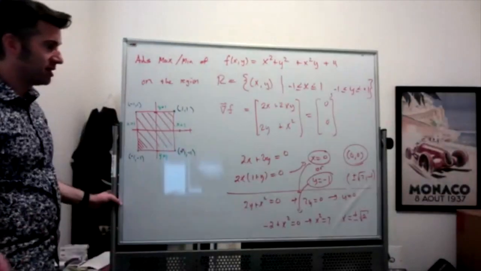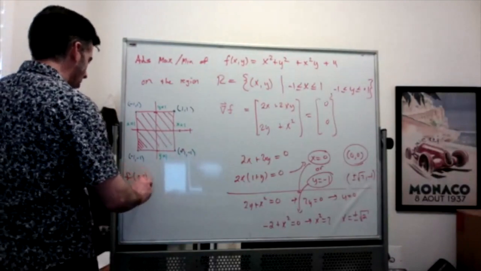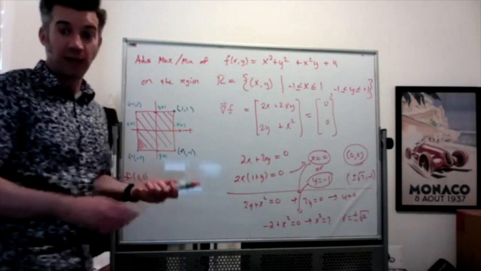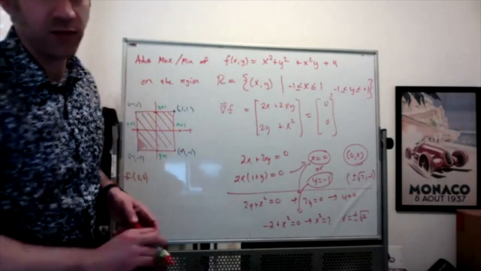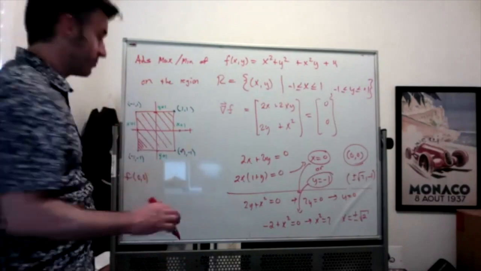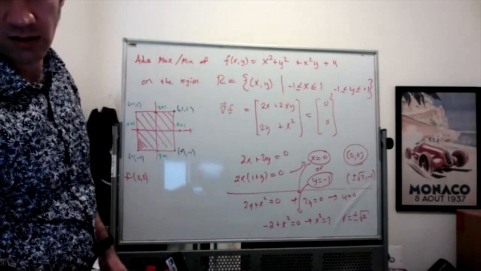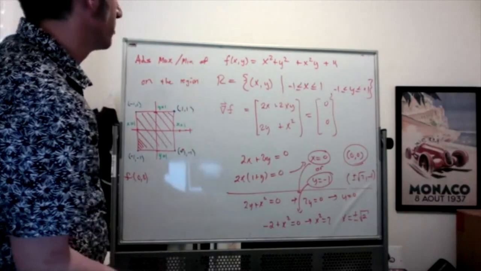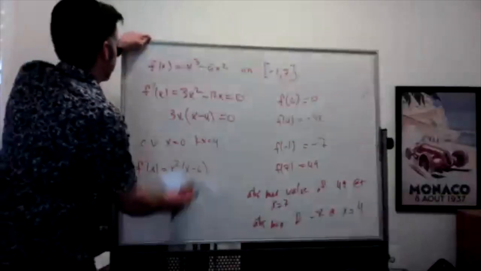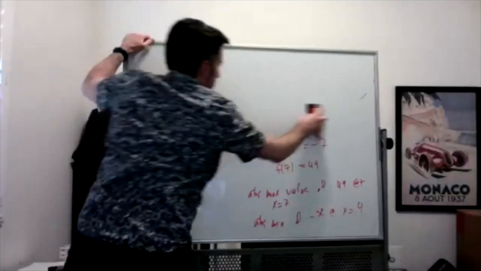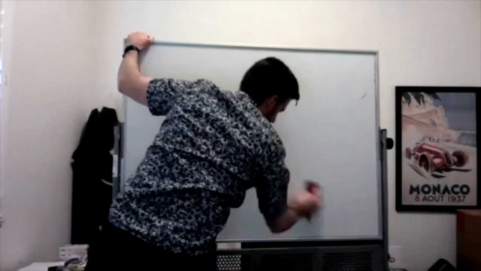So here's the list of things that we have to check. We have to check f of (0, 0). Oh, I've gotten a little bit ahead of myself, actually. We need to look at the walls as well. So let's check the walls next. I have to be a little bit careful here. So we have to look for critical points along the walls.